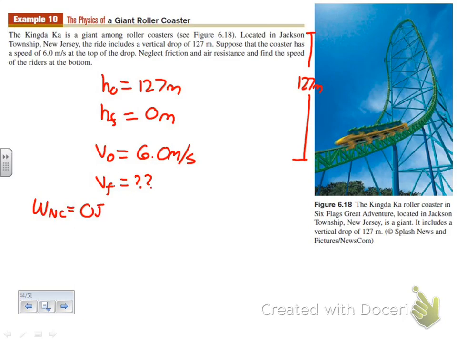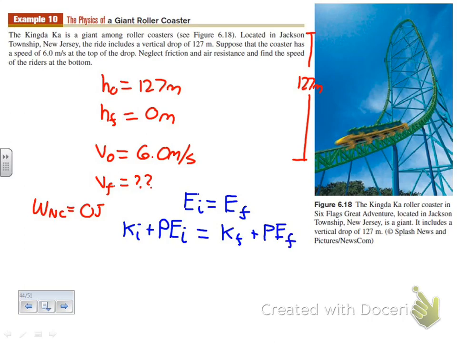So that means we can state that the initial mechanical energy must equal the final mechanical energy. So we can say that the initial kinetic energy plus the initial potential energy is equal to the final kinetic energy plus the final potential energy. Since we're assuming that the final height is 0, we don't have to worry about the final potential energy because it's going to be 0. So we can start plugging things in.